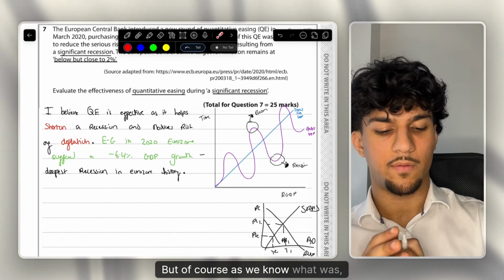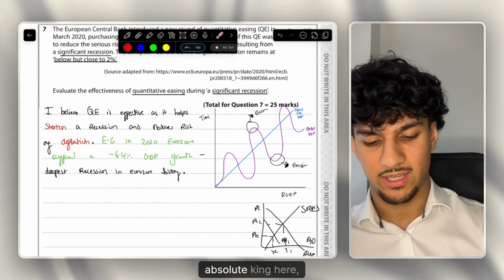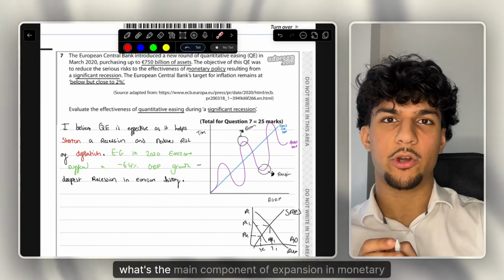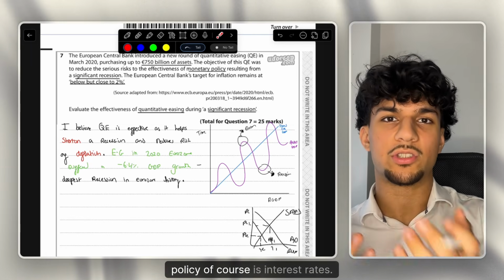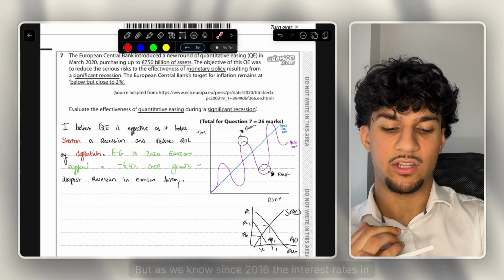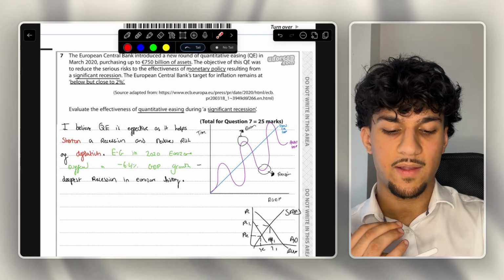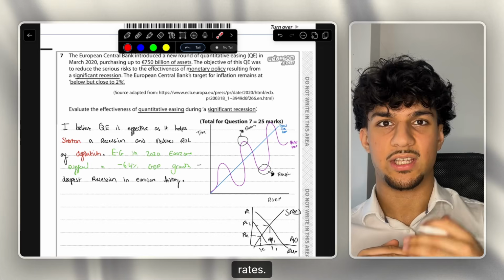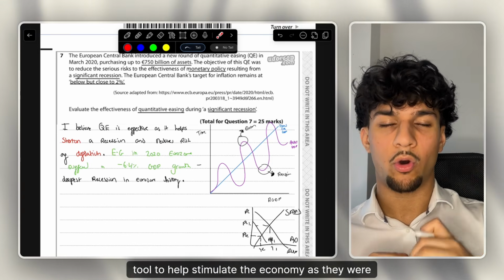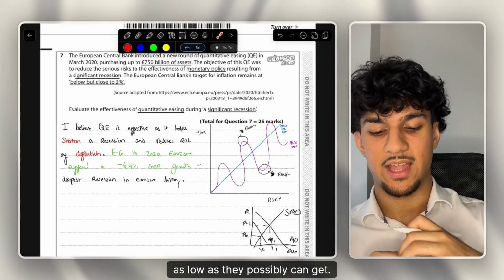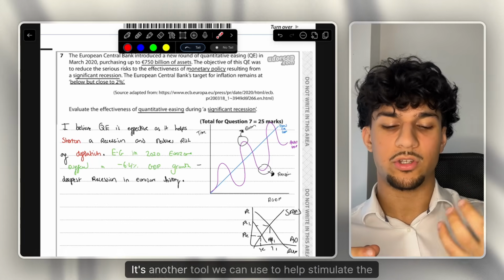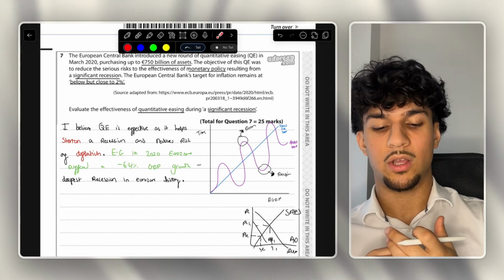But of course, as we know, and again, real application, absolute king here, what was the problem here? What's the main component of expansionary monetary policy? Of course, it is interest rates. But as we know, since 2016, the interest rates in the Eurozone have been 0%, meaning that is the lower bound for interest rates. Therefore, they could not use interest rates as a tool to help stimulate the economy, as they were already as low as they possibly can get. Thus quantitative easing is effective, as it's a secondary tool. It's another tool we can use to help stimulate the economy within recessions.